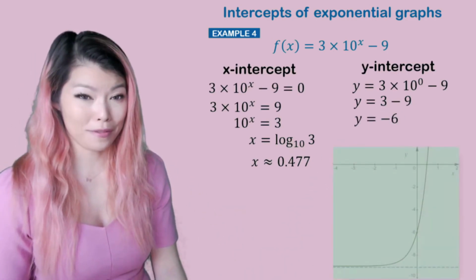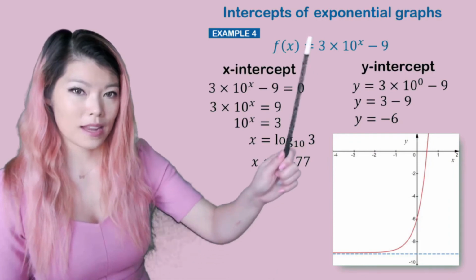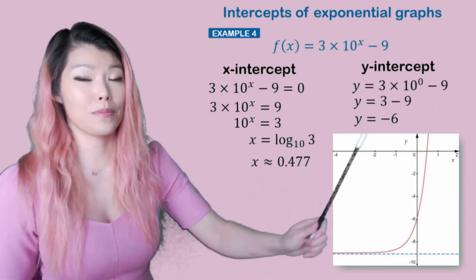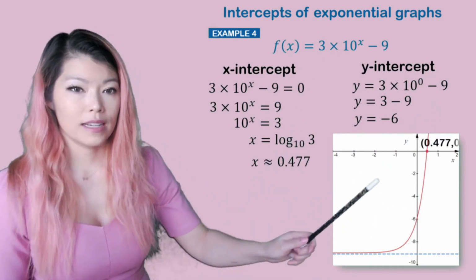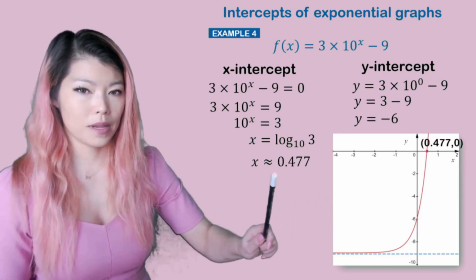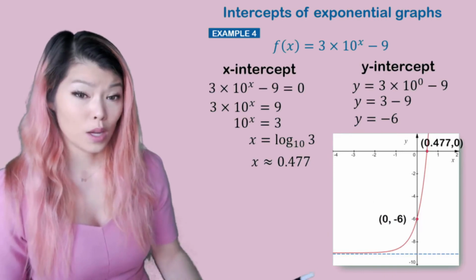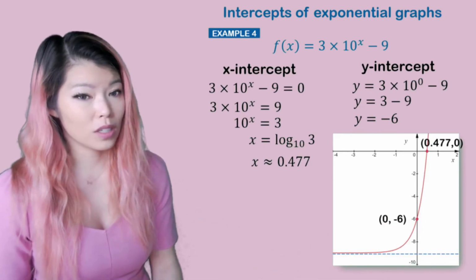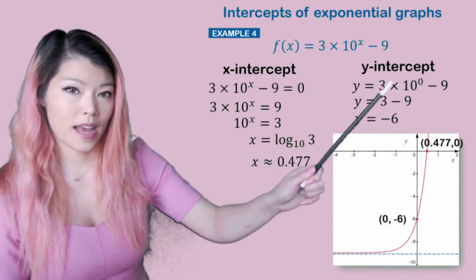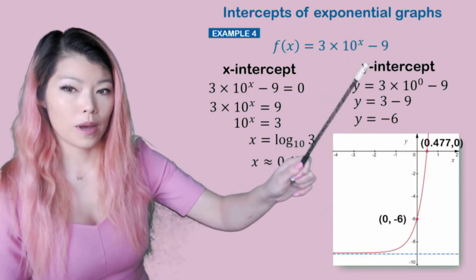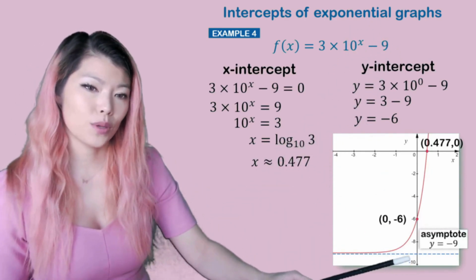Let's have a look at the graph. So the graph looks like that, an exponential graph. Exponential graphs, remember, they go up, and we can clearly see that the x-intercept is as we have worked it out, and our y-intercept is over there. Don't forget, when you sketch this, you always have to include the asymptote, and the asymptote is usually 0, but since it's moved down by 9, it's going to be y equals -9.